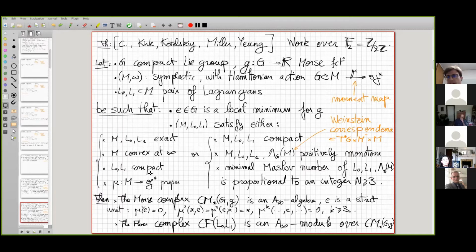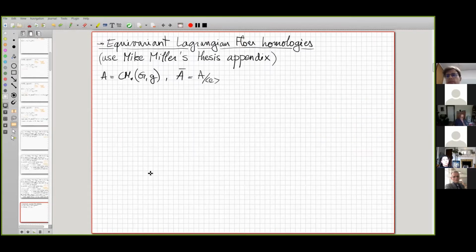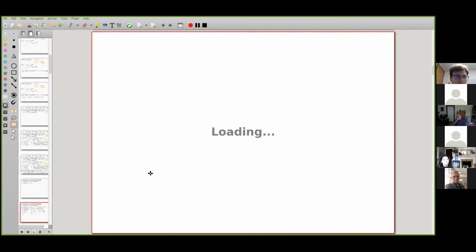So that's great, because now there's some work in Mike Miller's thesis that we can apply to produce equivariant Floer homology groups. We're going to consider this A-infinity algebra, which we're going to call A, and we will have to divide by the unit. So denote by A bar the quotient of A by the unit, and then here is the construction that we should do according to Mike's thesis.